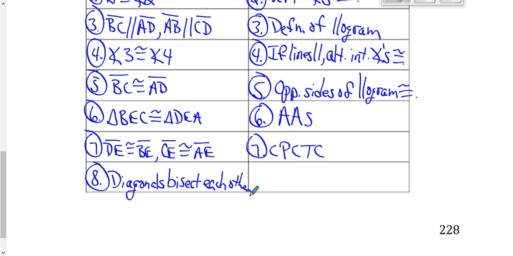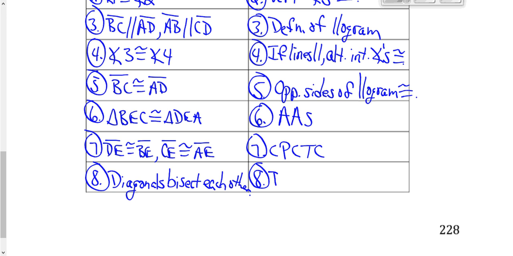Opposite angles congruent? The diagonals bisect each other. Did we show that these segments are congruent? Yeah. So what would be the reason we could finally say the diagonals bisect each other? Definition of what? Because what happens when you bisect? You get congruent segments, right? So just definition of what?